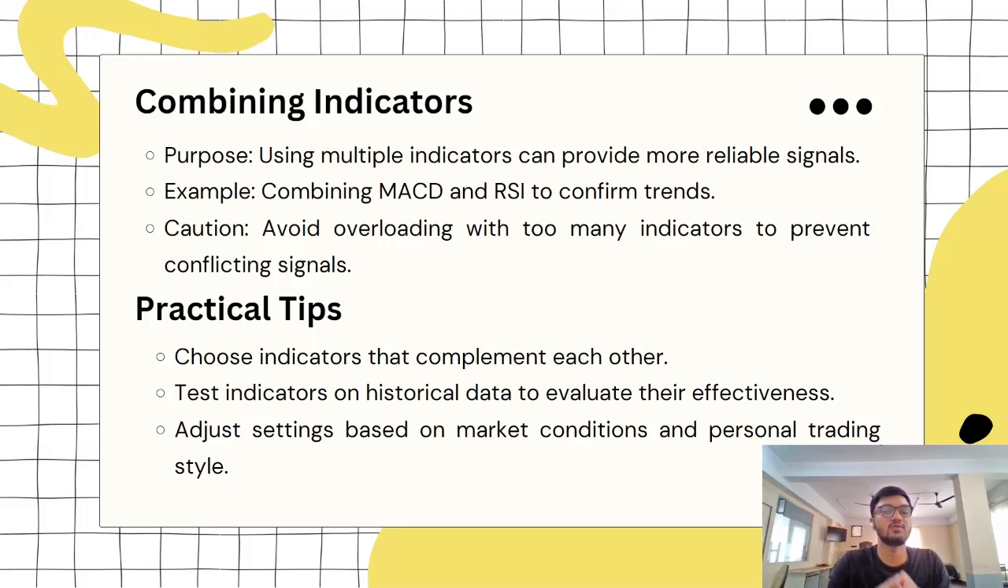So the practical tips: choose indicators that complement each other. So the RSI complements the moving averages, or the Bollinger Bands complement the RSI. So they take moving averages into consideration. You can take a combination of volume and moving average, volume and RSI, volume and Bollinger Bands to make your trades, and also the candlestick patterns.